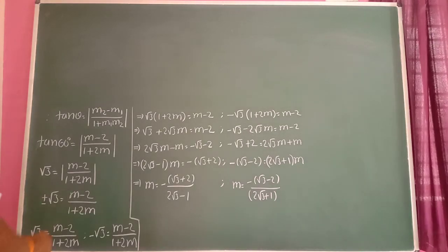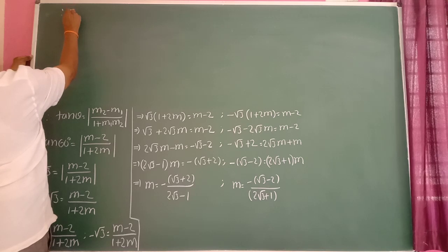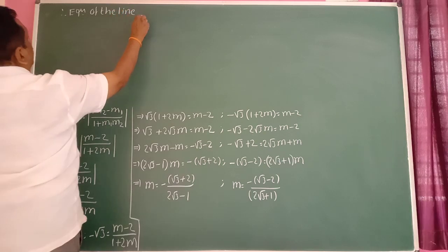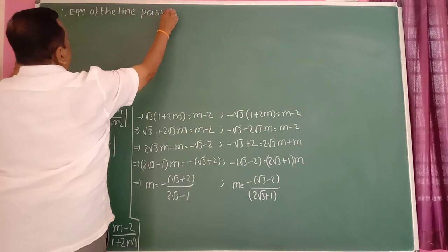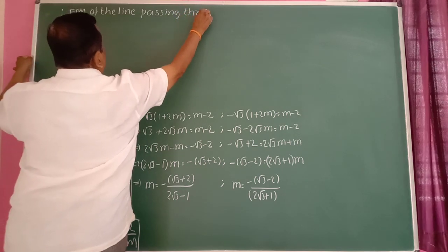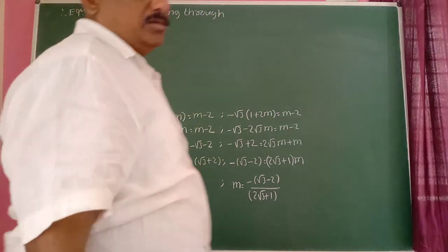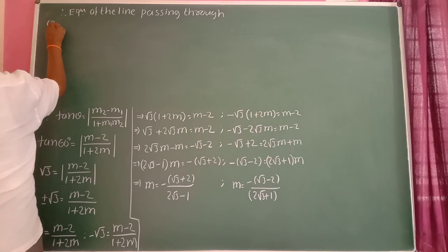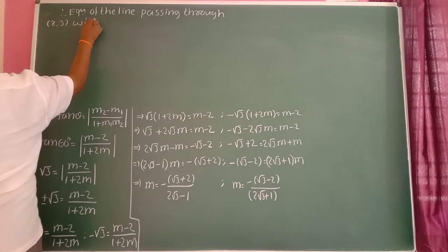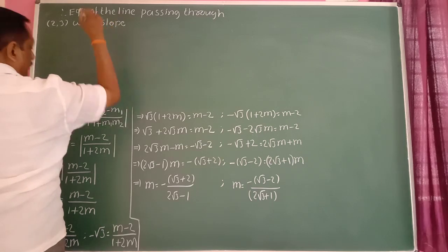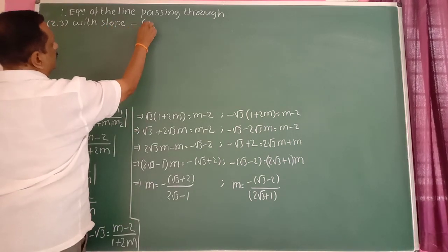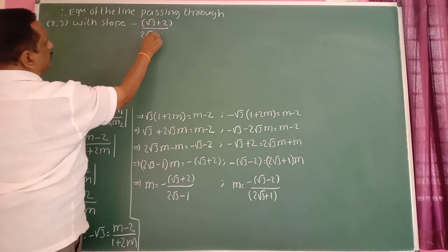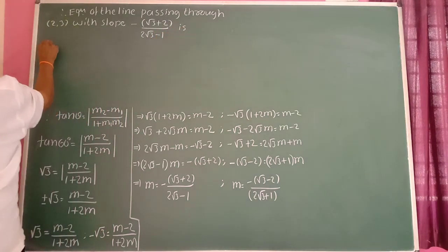Therefore, the equation of the line passing through the point (2, 3) with the slope minus of (root 3 plus 2) divided by (2 root 3 minus 1) is y minus 3.